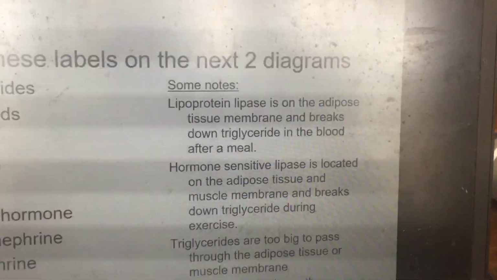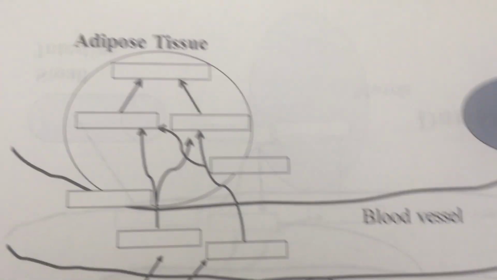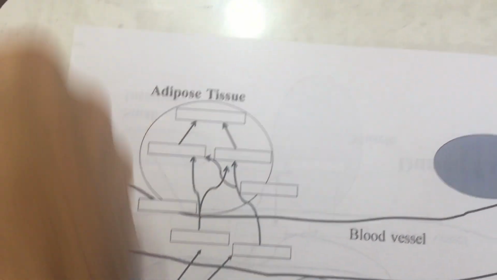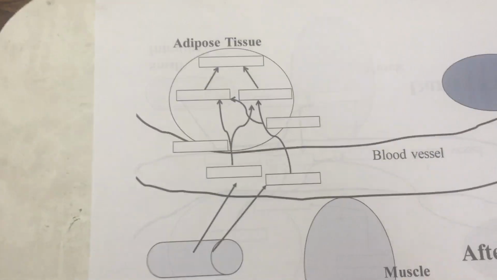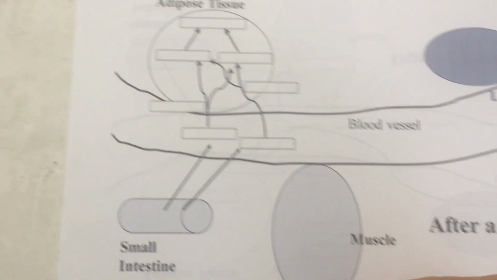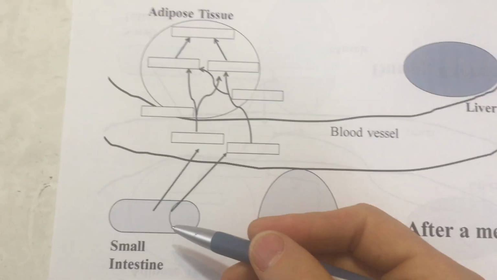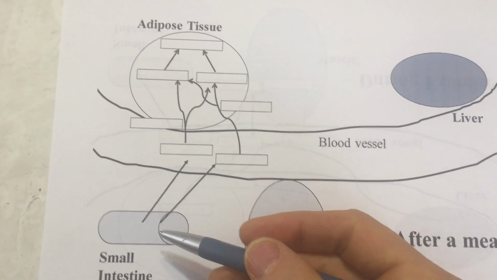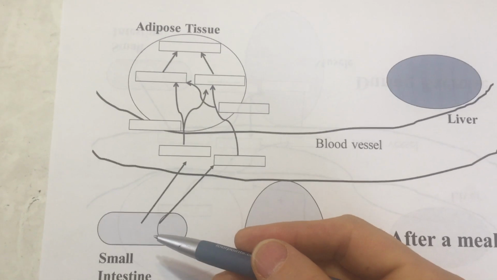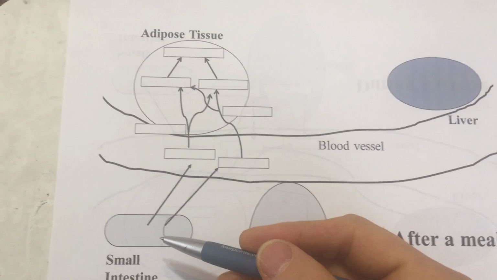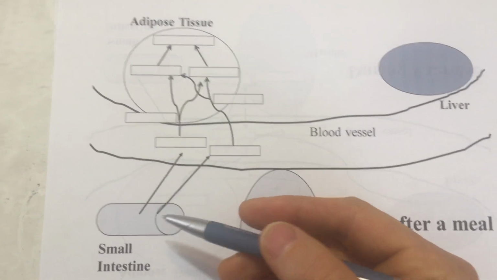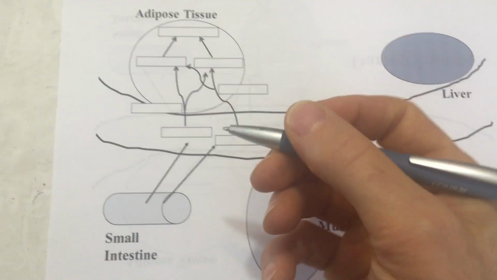And what I'm going to do is shift over to this whiteboard here, and I will help you fill in the terms here. So after a meal, you have foods that are absorbed from the small intestine. In this case, with regards to fats, the important ones are your triglycerides.